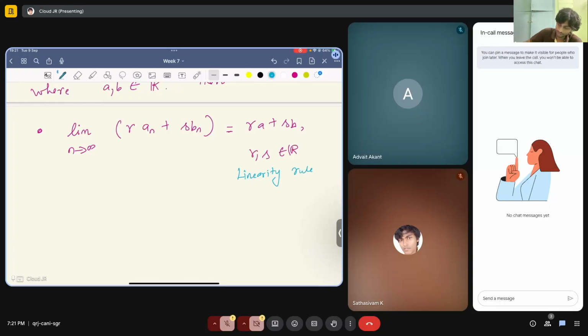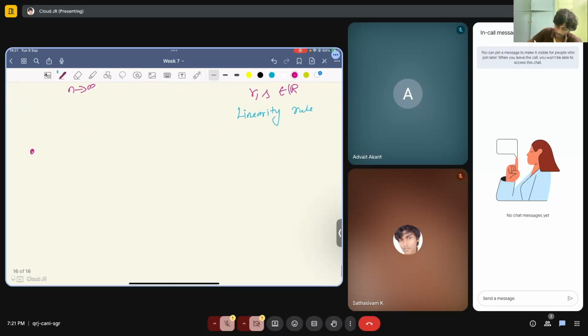And then, yeah. So the second one is you look at the limit as n tends to infinity. So you have a_n and b_n, you multiply them, and this is nothing but ab. So this is basically the product rule.